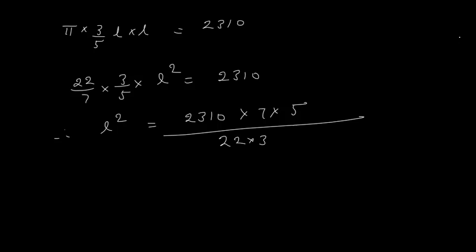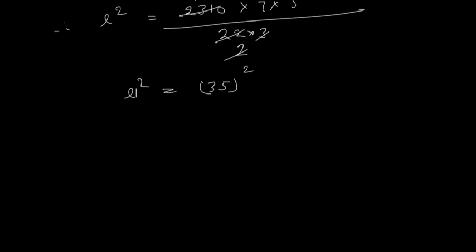Now 3 plus 1 is 4, plus 2 is 6, so I can cancel with 3. So 3 7s are 21, 2 3 7s are 21, 770. So by 11 I can cancel, 11 2s are 22, 11 7s are 77, this is 70. Then 2 I will cancel and I will get 35. So L square is 35 into 35, since 7 5s are 35. So this is 35 the whole square. This is L square.